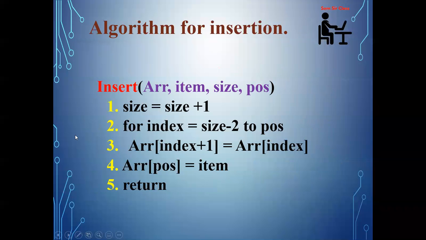Clear? So if we briefly recap the code we have written: you are incrementing the size by 1, then from size minus 2 down to the position, you are shifting everything one place to the right. Clear? And once the shifting process is over, you are inserting the new item at the required position. So this is all about insertion of one element into an array.